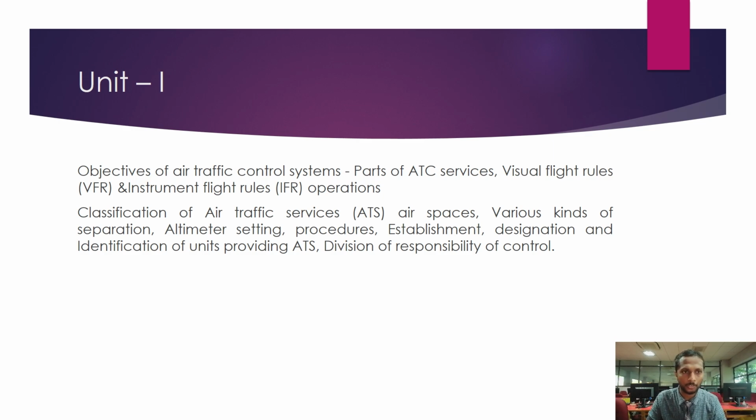So there will be 5 units, and the first unit will consist of the air traffic control system, that is nothing but the ATCS. In ATCS, we'll study about VFR and IFR, that is, the visual flight rules and the instrument flight rules. We'll study about the classification of the ATS and the different airspaces and how they work, and how the ATC helps the different airspaces according to the altimeter and its procedure, how the rules and regulations are followed by the ATC, how the DGCA creates the rules, and what the divisions and responsibilities of the control for the ATS and ATC are.